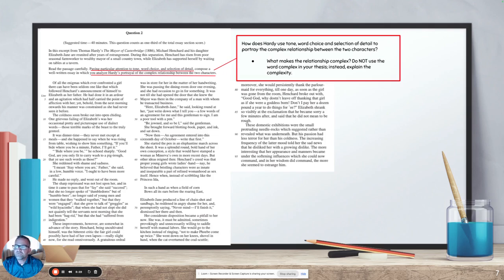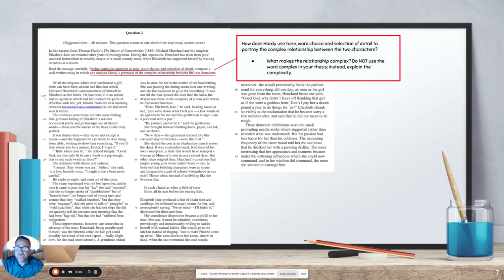Of all the enigmas which ever confronted a girl, there can have been seldom one like that which followed Henchard's announcement of himself to Elizabeth as her father. He had done it in an ardor and an agitation which had half carried the point of affection with her, yet behold, from the next morning onwards his manner was constrained as she had never seen it before. So I noted his manner being constrained. If his manner is constrained, it suggests there's some tension between the two, and she may be affected by that, hence relating to the relationship between the two.